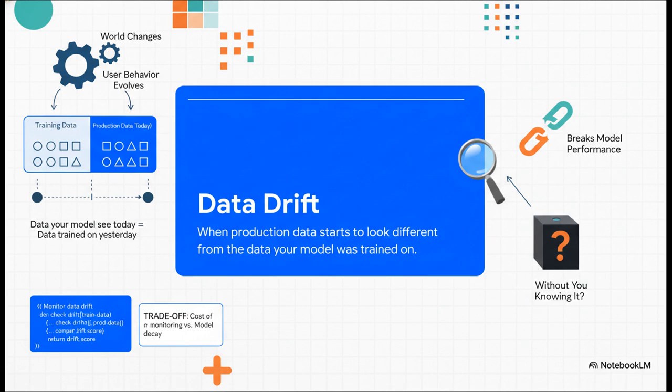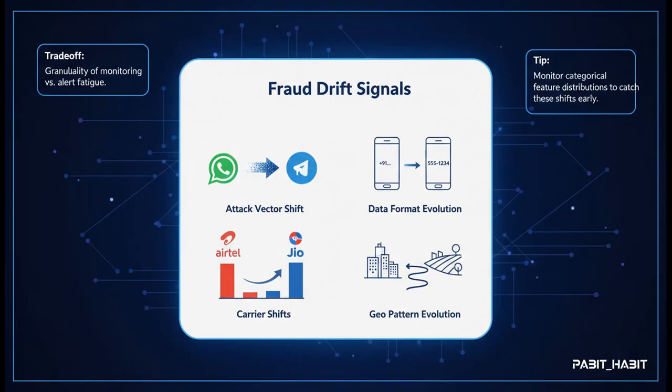The world your model was trained on is not the world it lives in today. User behavior changes, new slang pops up, trends come and go, and that gap between your training data and your live data, that's drift. And it's an invisible enemy that can completely tank your model's performance without a single warning light flashing. Let's make this real.